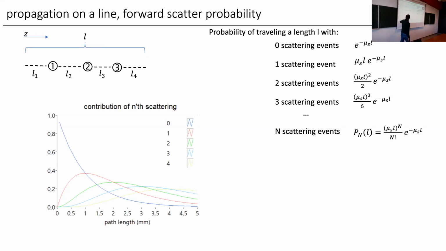If you plot these to inspect the shape of the curves, this is the exponential that corresponds to the probability of traveling a length L with 0 events. Calculating the probability of traveling length L with 1 event is then the red curve.